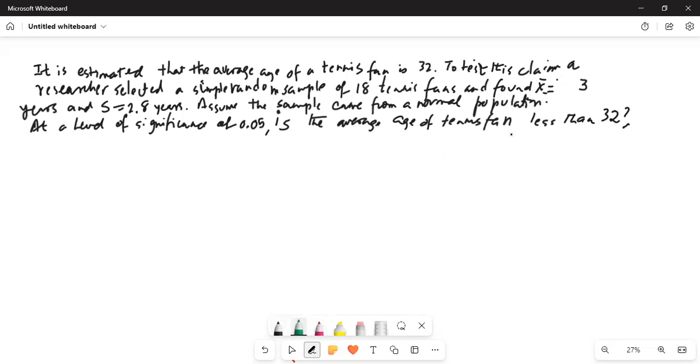Okay, so let's write the null hypothesis, the status quo: H0, mu is equal to 32. And the alternate hypothesis is mu is less than 32, because that's what we have been asked to test.